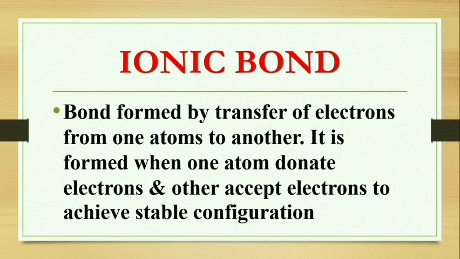Ionic bond: a bond formed by the transfer of electrons from one atom to another. It is formed when one atom donates or loses electrons, whereas the other atom accepts or gains electrons to achieve a stable configuration.